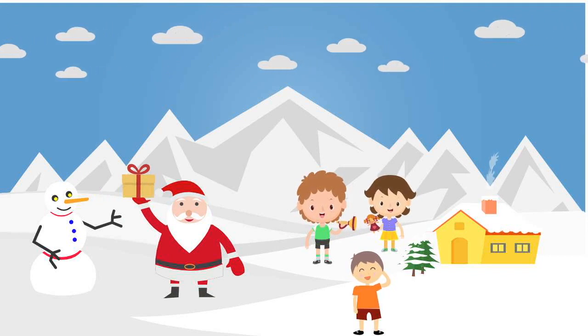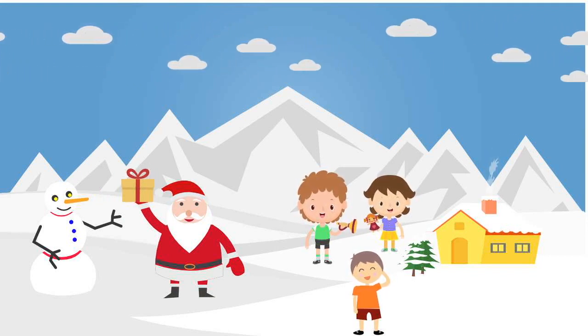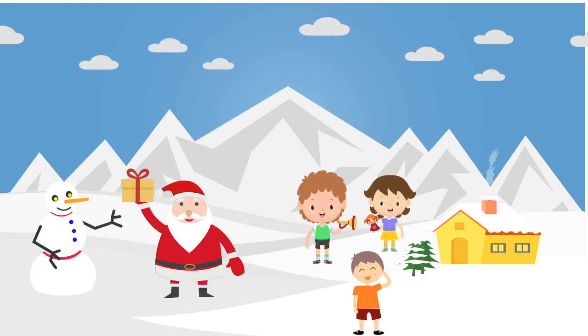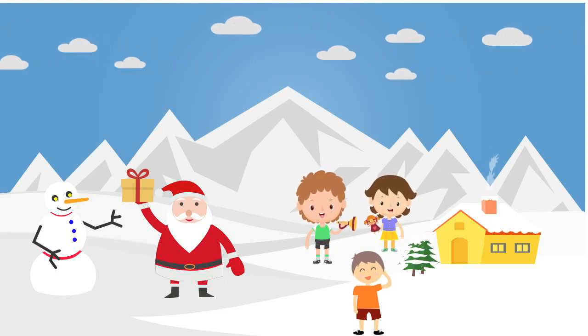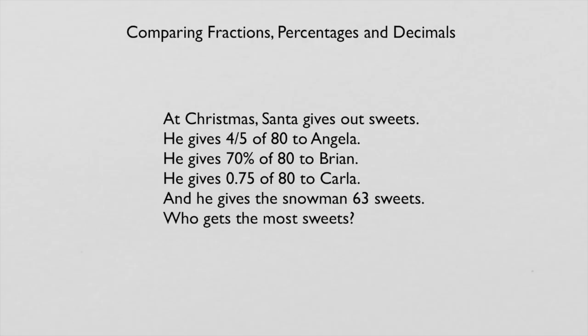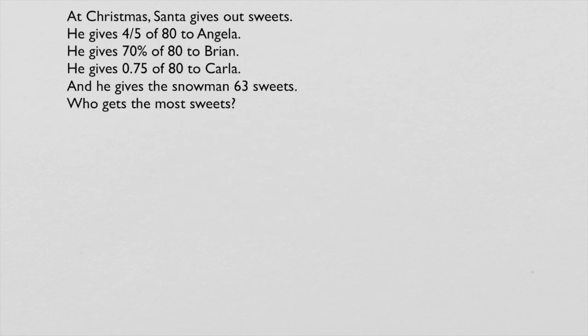So we're going to have a look at Santa giving out sweets to 4 people, and let's see who gets the most sweets. So the question is as follows. At Christmas time, Santa gives out sweets. He gives 4/5 of 80 to Angela, he gives 70% of 80 to Brian, and he gives 0.75 of 80 to Carla. And finally, he gives the snowman 63 sweets. I'm not sure why, but he does. So let's find out who gets the most sweets.